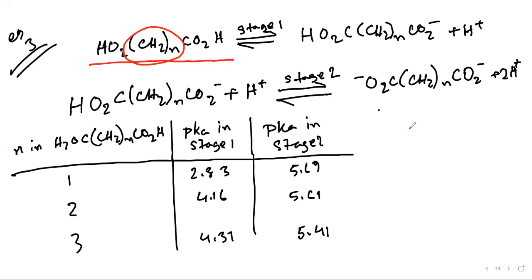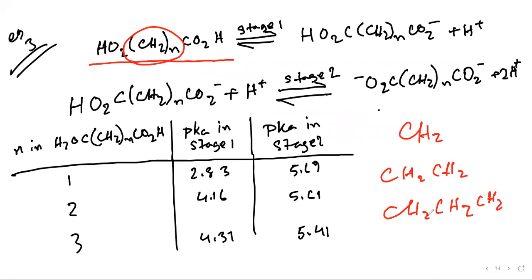So let's say there's only one CH2 group, or there could be two CH2 groups, or there could be three, like CH2, CH2, CH2, and there are carboxylic acid groups on those two sides. So that's why it's a dicarboxylic acid. Stage one is the first acid dissociation reaction, where one of the carboxylic acid groups dissociates, forming the H plus ion.